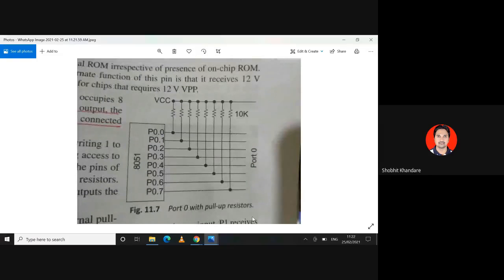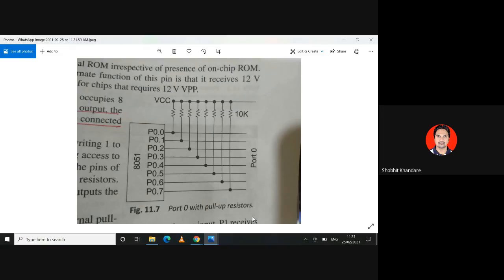So as far as port 0 are concerned, what are the points which are common to port 0, port 1, port 2 and port 3? The common points are that all the ports are 8-bit bidirectional IO ports. And as I mentioned, some ports, for example port number 1, are purely 8-bit bidirectional IO ports. They do not have any alternate function. Then comes port number 0.